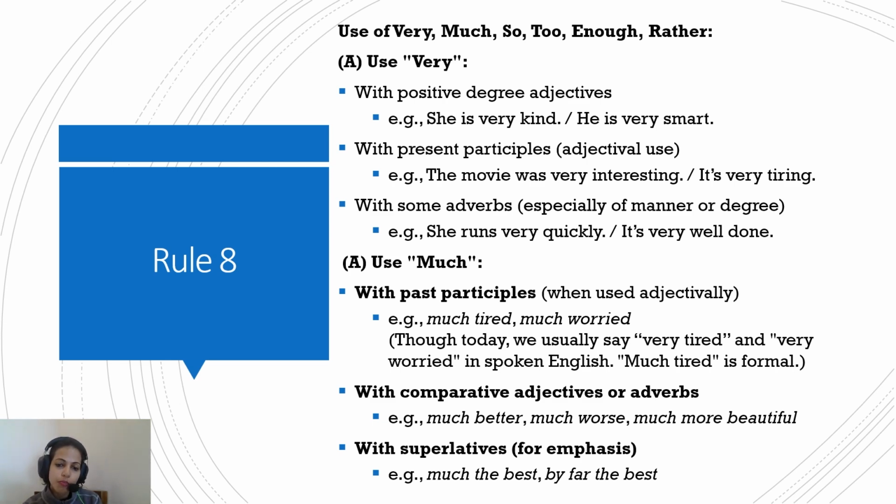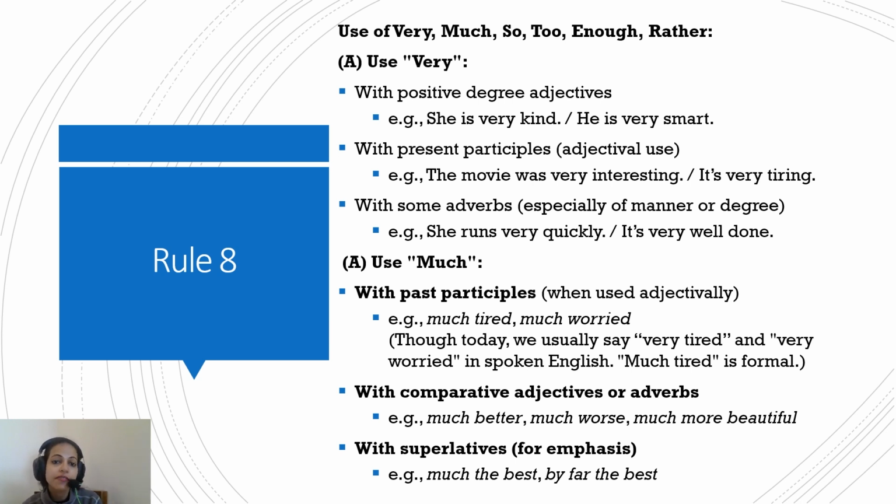So much is used with past participles when used as an adjective. So much tired, much worried. Though today we usually use very tired and very worried in spoken English, the more formal or grammatically correct way is much tired and much worried, because the past participle is always followed by much. Similarly, with comparative adjectives: much better, much worse, or much more beautiful.